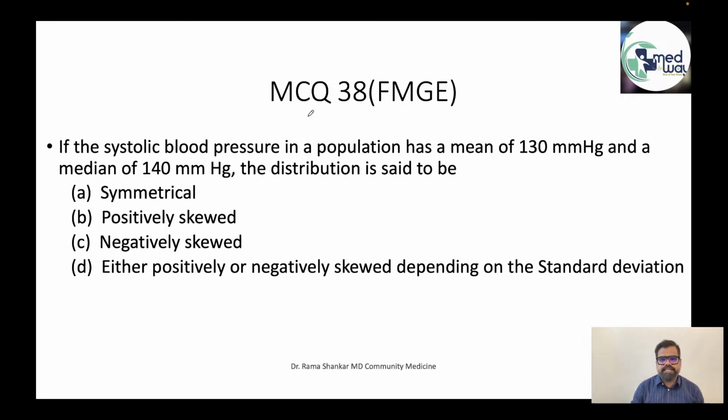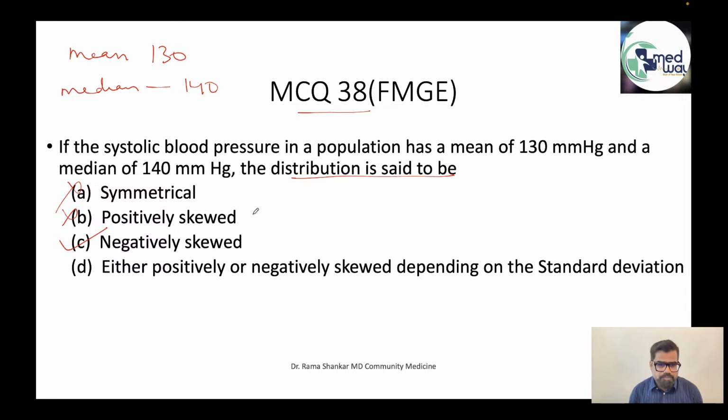Now let's take the 38th question. If the systolic blood pressure in a population has a mean of 130, median 140, the distribution is said to be symmetrical? No. Positively skewed? No. Negatively skewed? Yes. The data is negatively skewed.